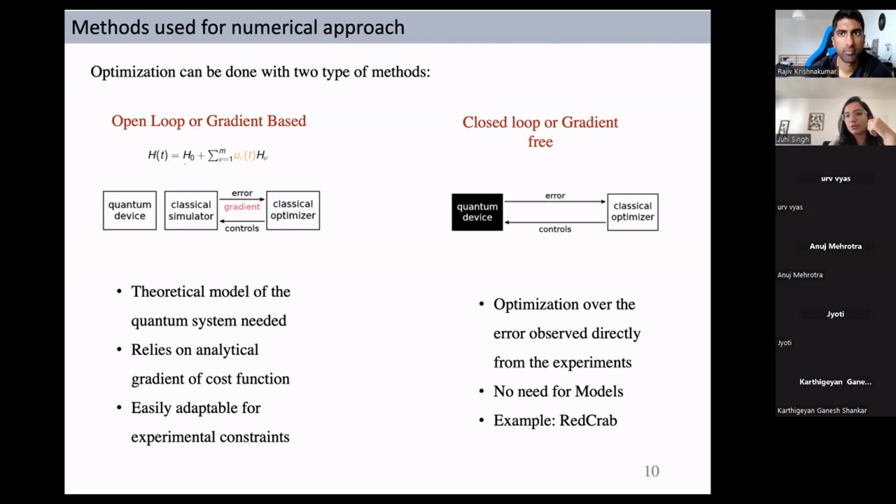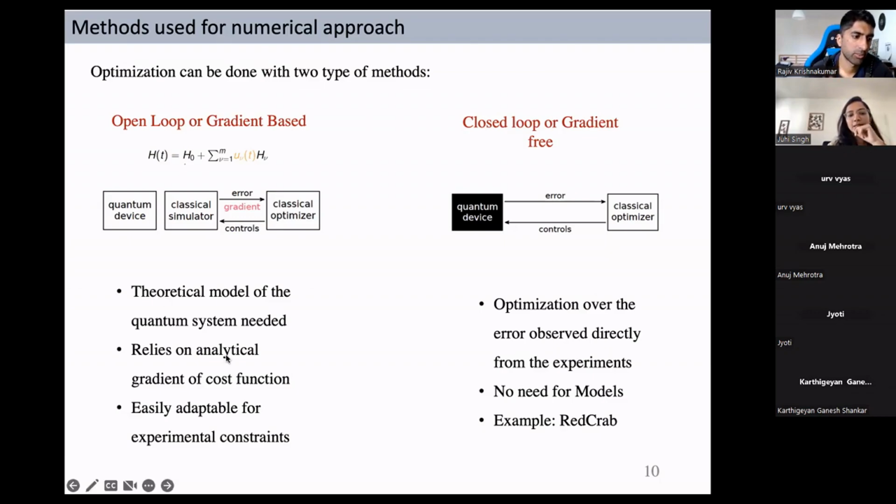So after some iteration, you have your optimized control that you can now run on your quantum device. For this open loop or gradient-based approach to work, you should have a proper theoretical model, because you are running this quantum model on your classical simulator. If your model itself is not correct, then of course it will not give you the correct results. When you run those pulses directly in the experiment, it will be completely different because the model is different.